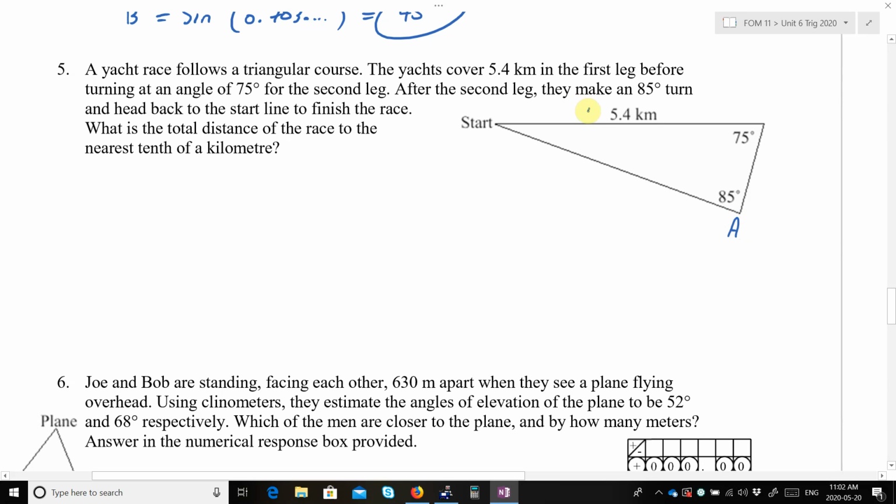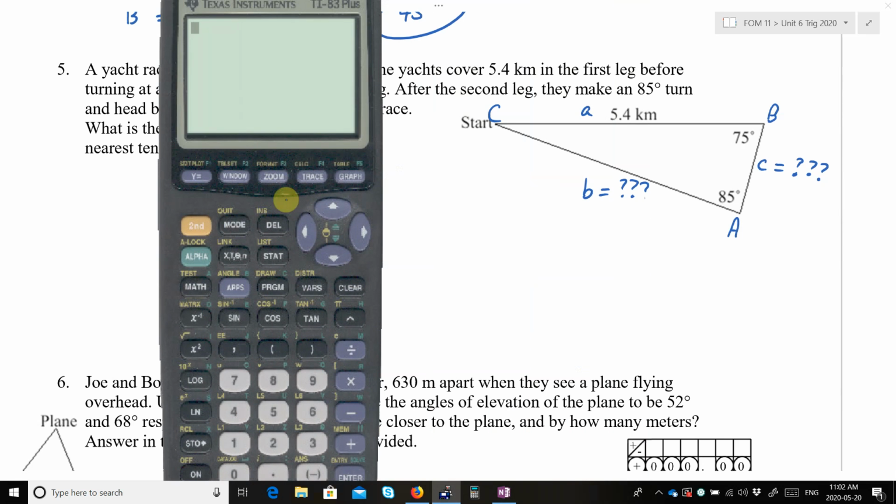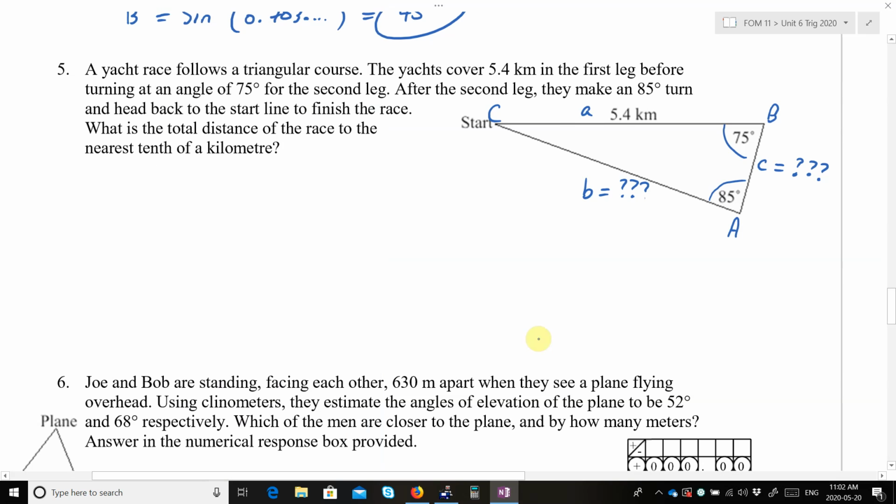So if we call this capital A and little a, and let's say this is B and little b, and then this could be angle C, and this is little c. Basically what we have to do here, guys, is find B and find C, and then add B and C to A to get the total distance of the race. So let's first get angle C, because we know these two angles here. I can get angle C by going 180 minus 85 minus 75. Okay, so 20 degrees in here.